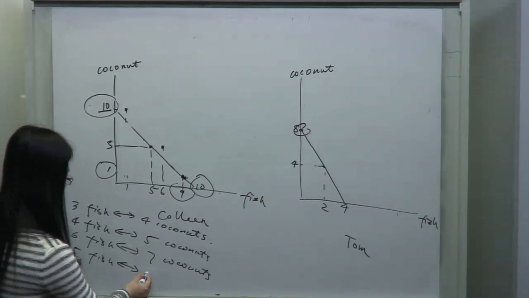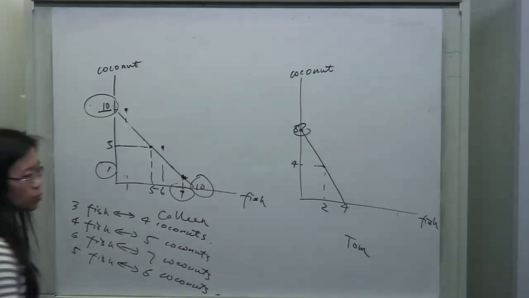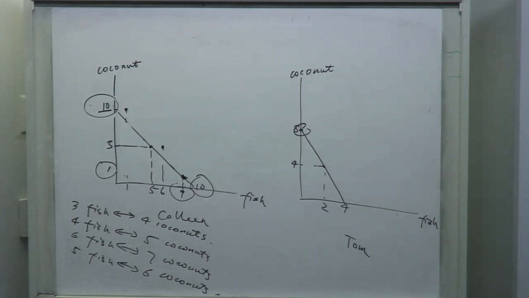For what? 6 coconut. 6 coconut. What else? 8 fish, 9 coconut. That wouldn't be an advantage, because he doesn't have 9 coconut. Yeah, it's not an advantage going higher.